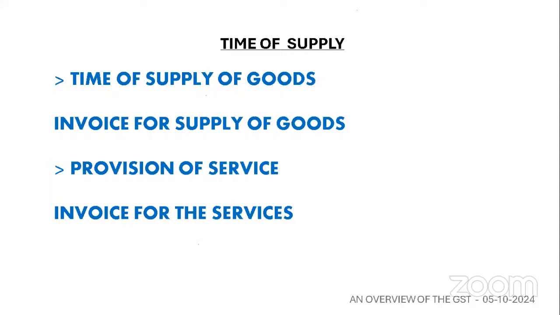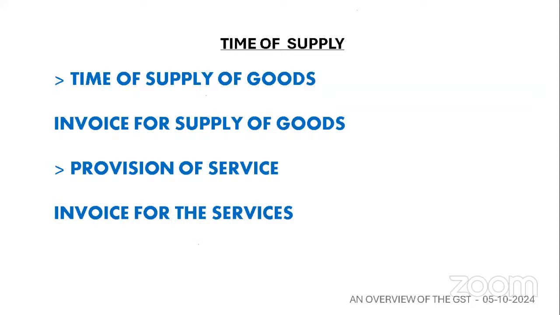Therefore, the invoice is the key for ascertaining when the supply is made to another person. Once the supply is made at a particular point of time, then the tax is leviable at that particular point of time. Say, for example, if you raise an invoice on 31st March, the tax will be paid during that month. If you raise an invoice on the first of next month, the tax will be paid on the first of next month. This is the time of supply for goods. Whereas in the case of provision of services, there is a facility.